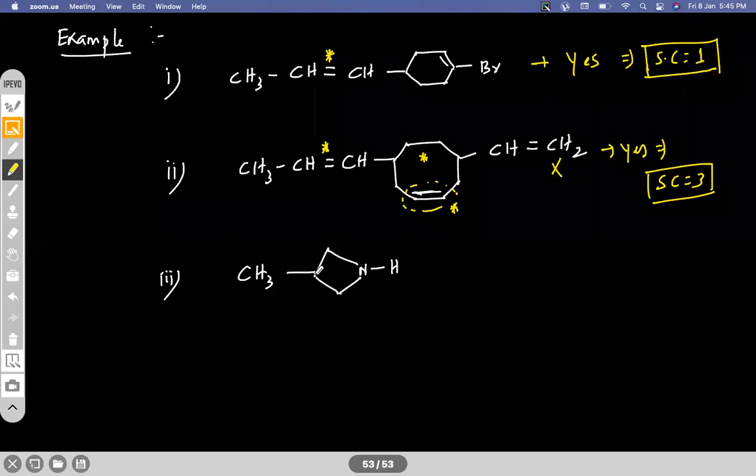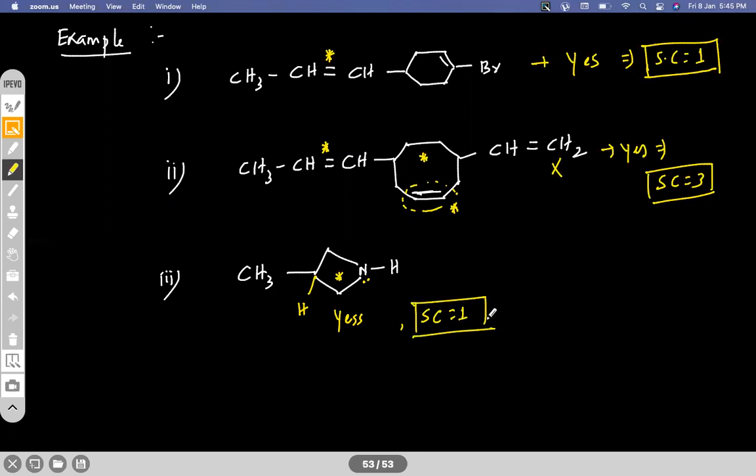Second one, this one is obviously sp3 hybridized. This one is also sp3 hybridized with one lone pair. So yes, because of ring, GI possible, and the number of stereocenters is one. Okay. Understood. Just a second, guys.